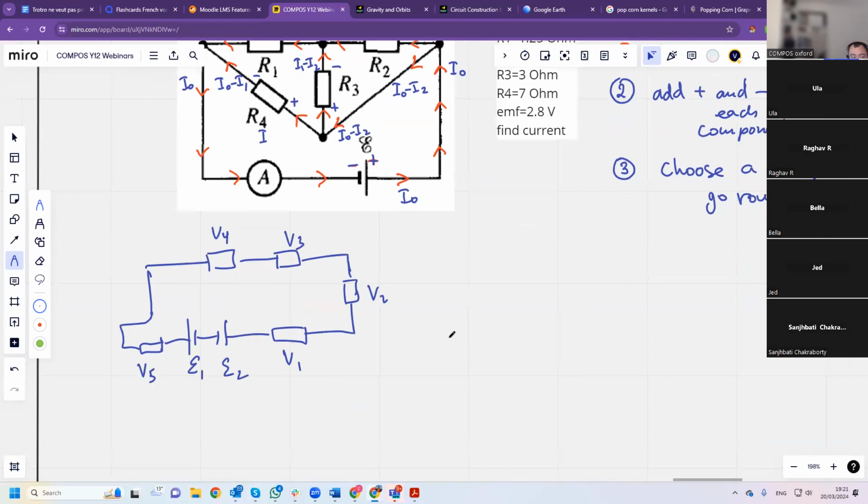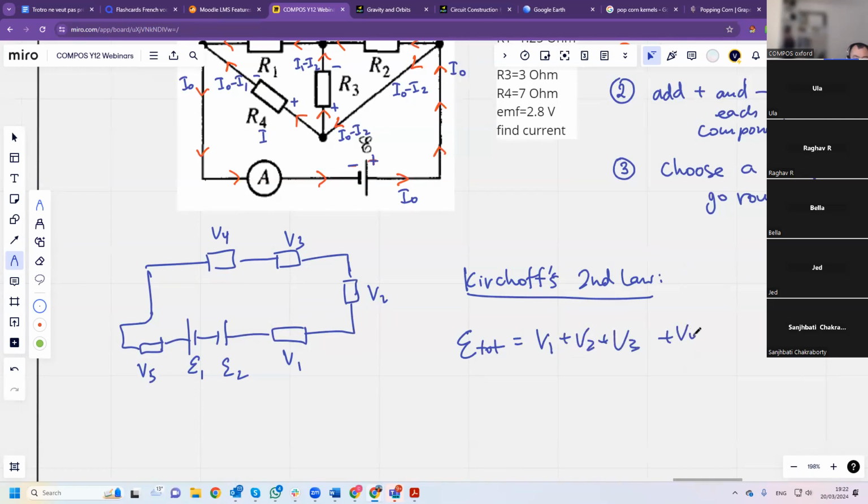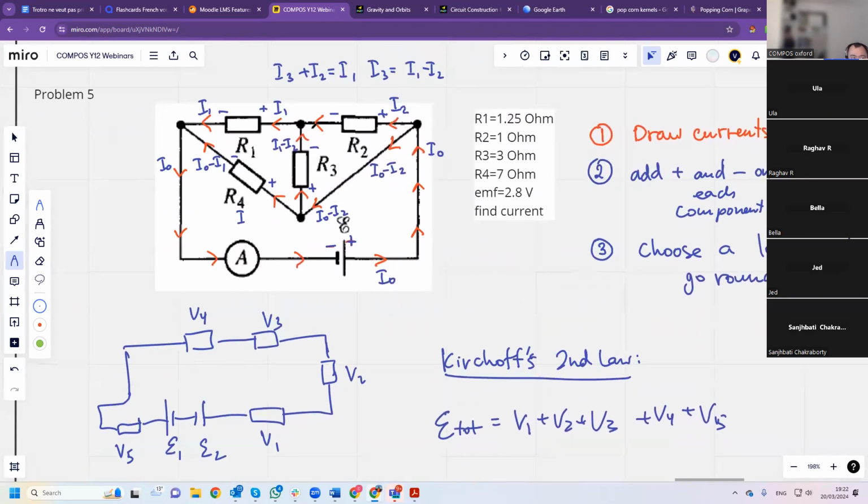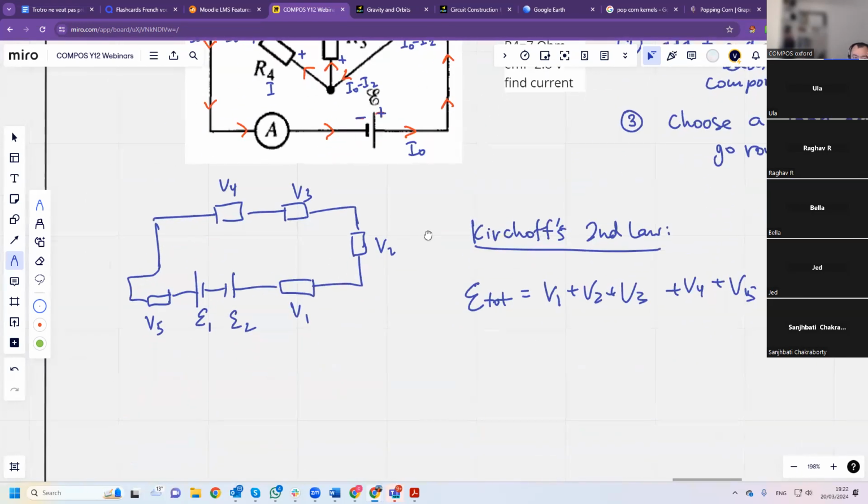You are taught in school that Kirchhoff's second law goes like this: the total EMF is equal to V1 plus V2 plus V3 plus V4 plus V5. Is there a particular side of the components where the current should be placed? No, there's no particular side. It's just along the wire. Through the wire, the current remains constant.